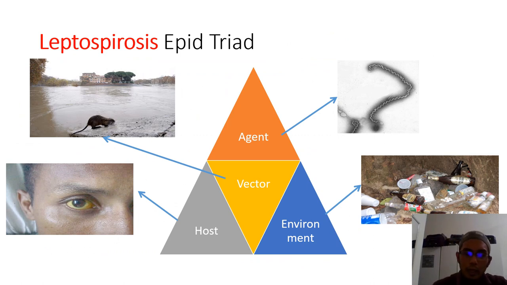Similarly, for the epidemiologic triad of lepto, I think you can practice this on your own. The agent, host, environment, and another very important component is the vector. The vector is the animal that brings the infection here. The example here is the rodents.